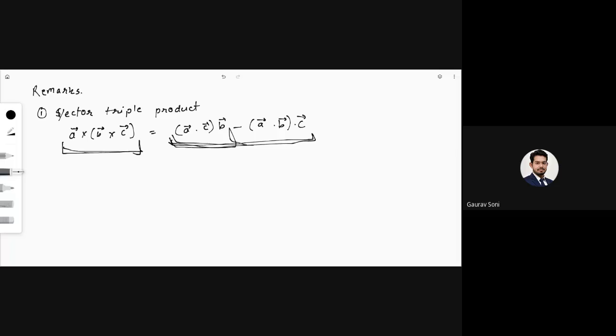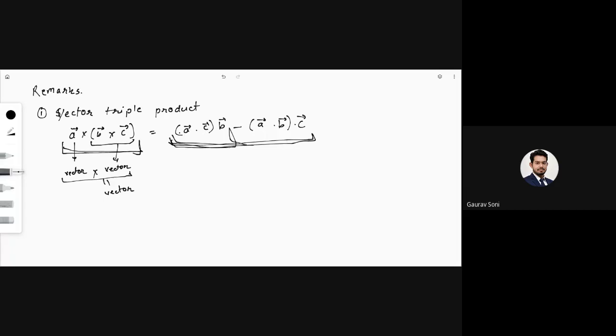If you look at the left hand side, B bar cross C bar is a vector. Then you have A bar as a vector. Then again you are taking the cross product of these two vectors. So the final answer will turn out to be a vector.